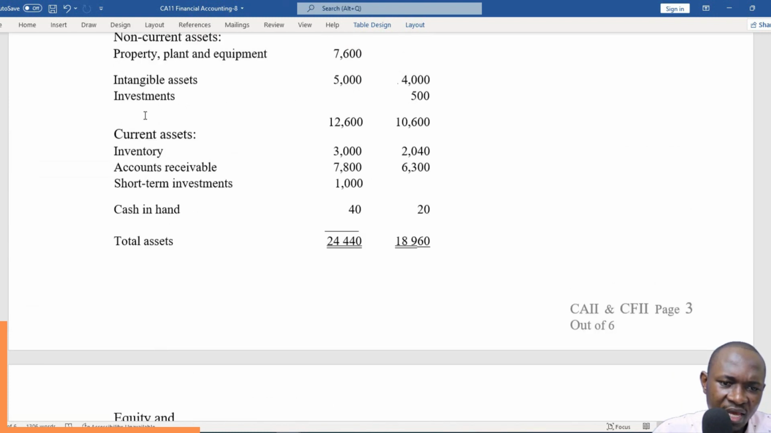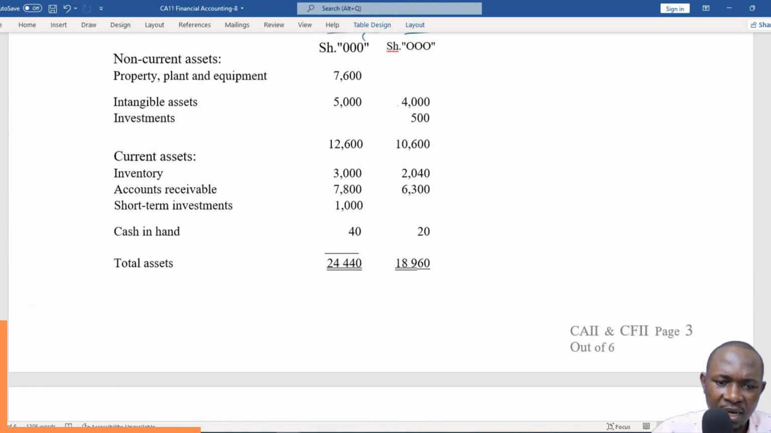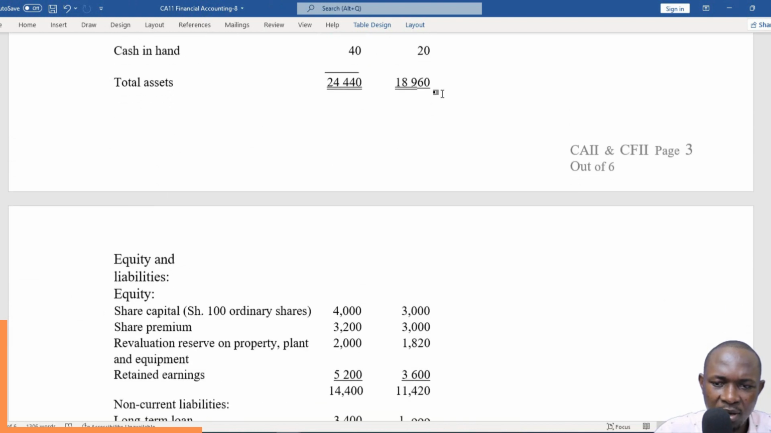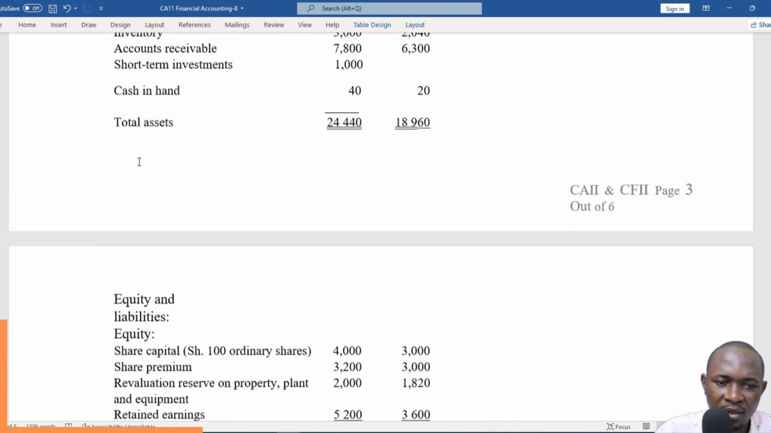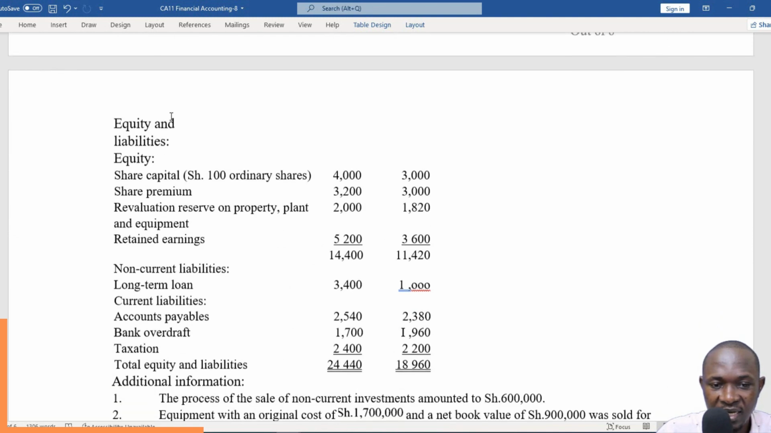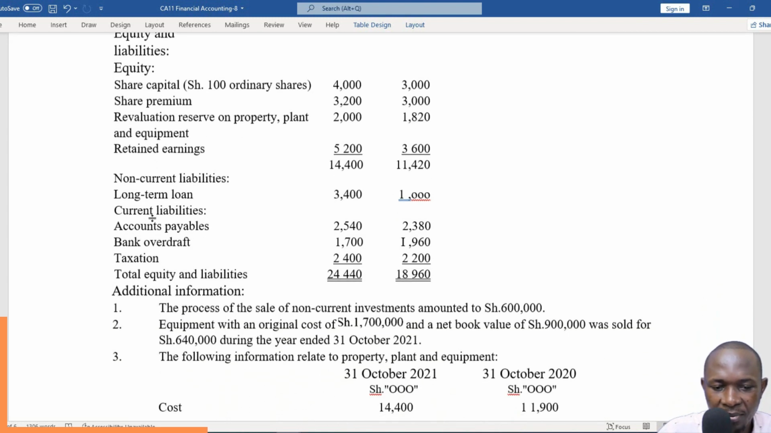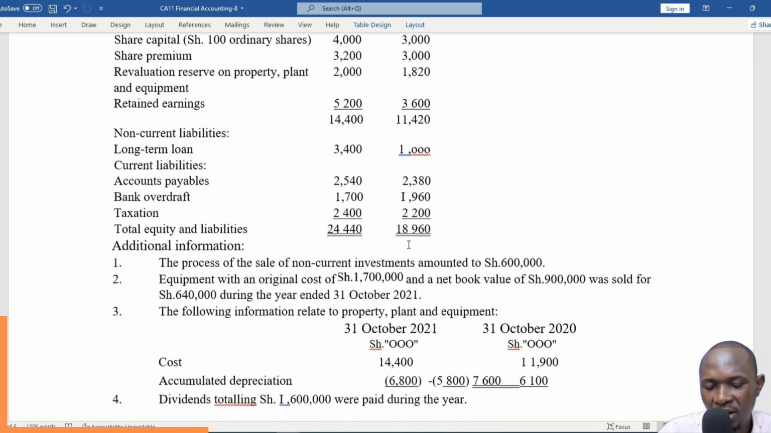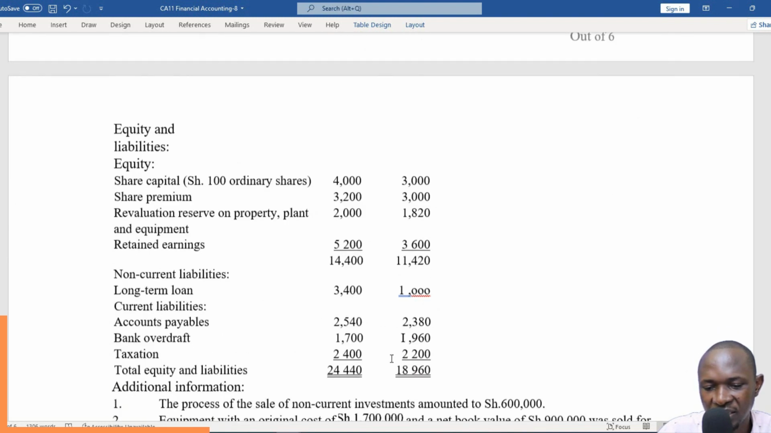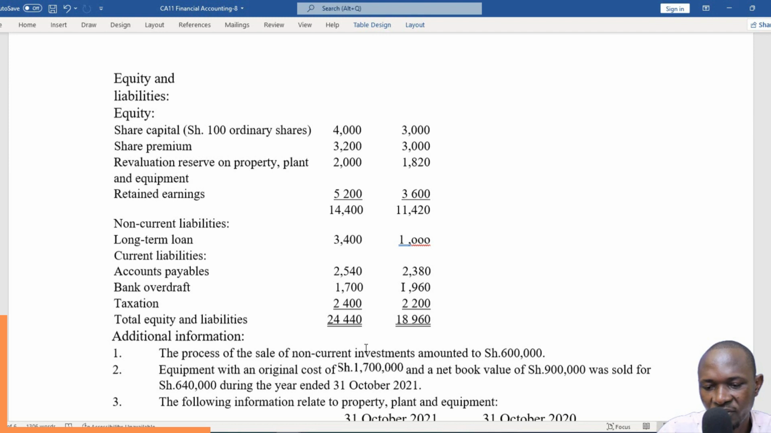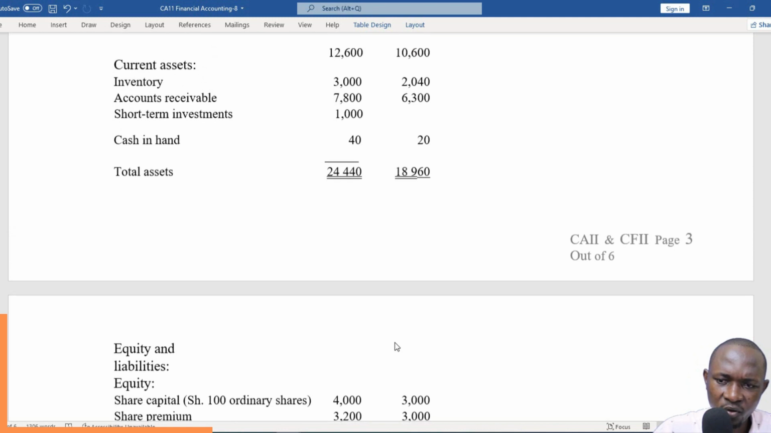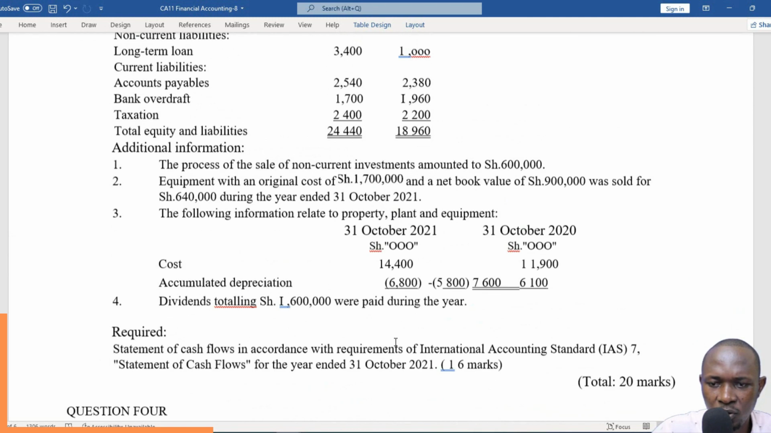So of course we have the non-current assets, then we have the current assets, then we have the total assets. Total assets is current assets plus non-current assets. Then on the liability side, we have equity and liabilities. We have the equity, and then non-current liabilities, and then we have the current liabilities. To add all of them, you can see it's balancing at 24,440 for this year, that is 2021, and 18,960 for the previous year of 2020.